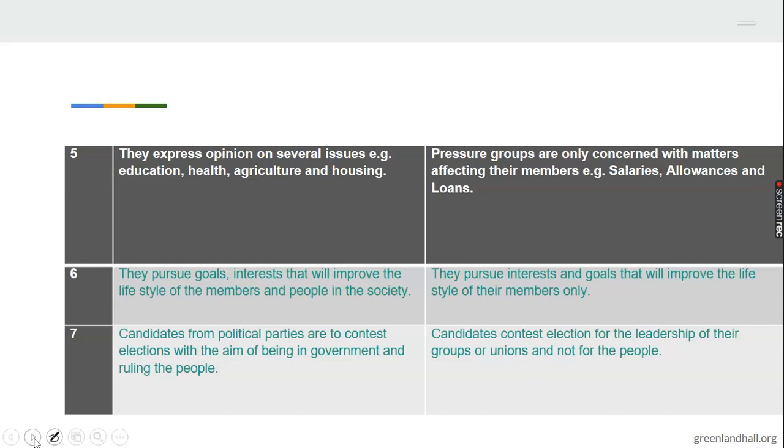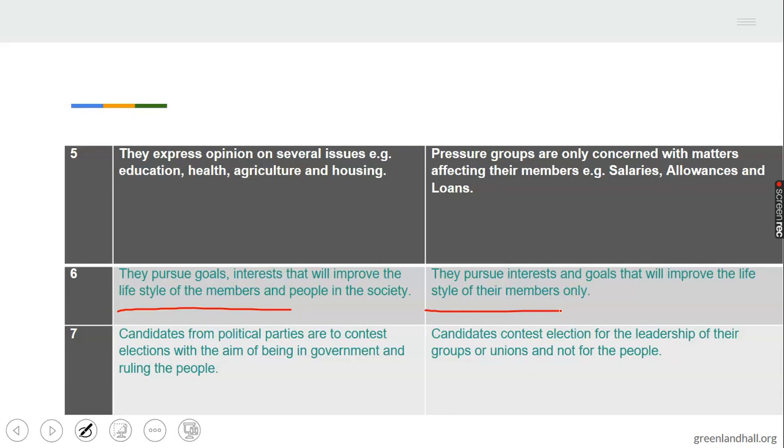Another one, political parties pursue goals and interests that will improve the lifestyle of the members and people in the society, whereas pressure groups pursue interests and goals that will improve the lifestyle of their members only.